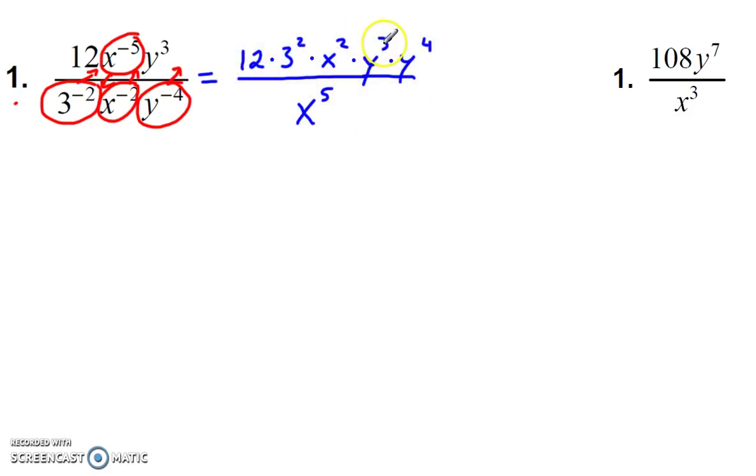Now, y to the third times y to the fourth gives me y to the seventh. 12 times 3 squared, 12 times 9 is 108. And x to the second over x to the fifth. There are two x's on top, 5 on bottom. You can cancel out 2, top and bottom, leaving you with x cubed in the denominator.